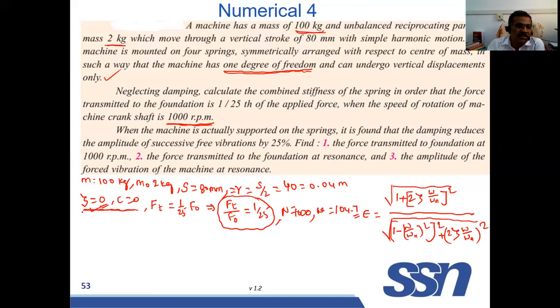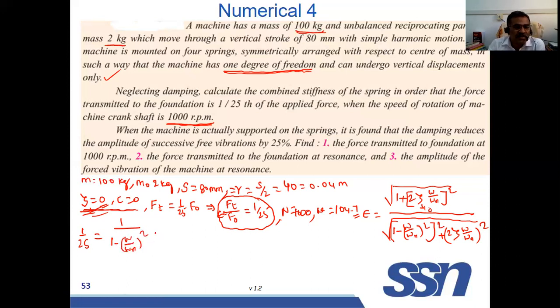It is given that psi is equal to 0. When psi is equal to 0, the transmissibility is equal to 1 by 25. So 1 by 25 is equal to this equation. If psi is equal to 0, this term will be 0, then in the numerator we have only 1. In the denominator, this term will be 0, so we have only this term. We have square as well as root, so you can remove them. Then you will have an equation like this: 1 by 1 minus (omega by omega n) the whole square.